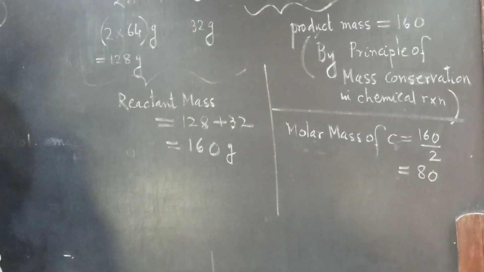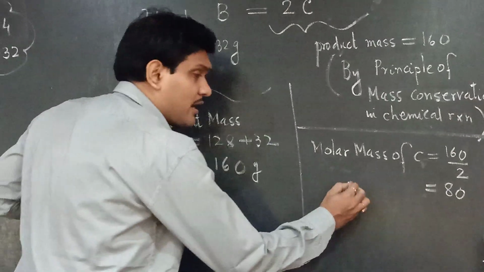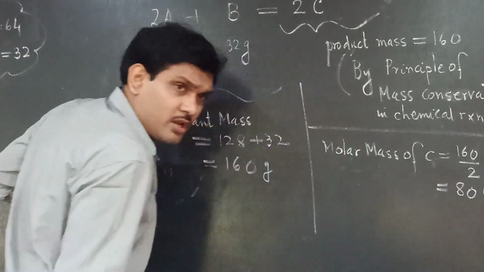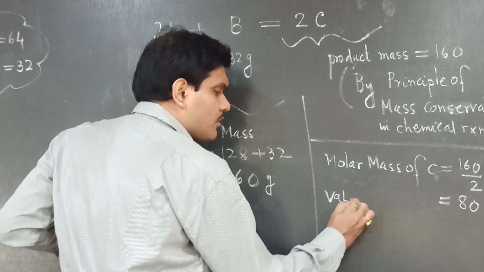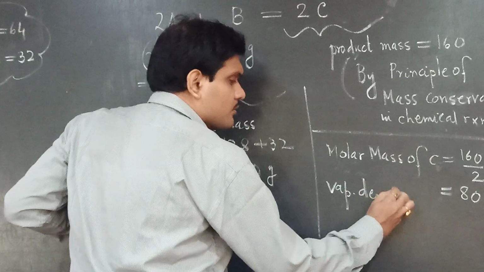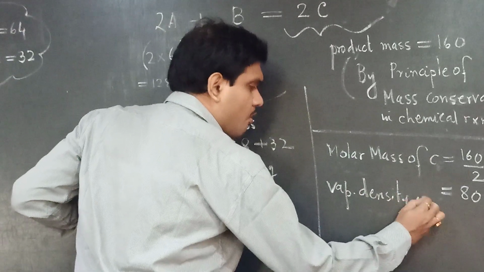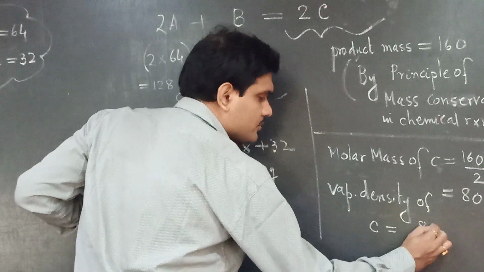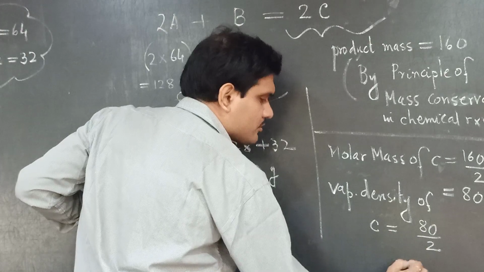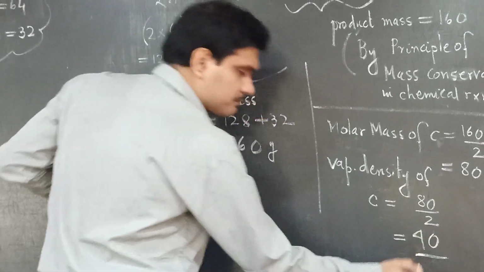Now the question is, what will be the vapor density of C? As we get the molar mass, it is very simple to calculate the vapor density. Vapor density of C will again be equal to half of the molar mass. So the correct answer will be 40.